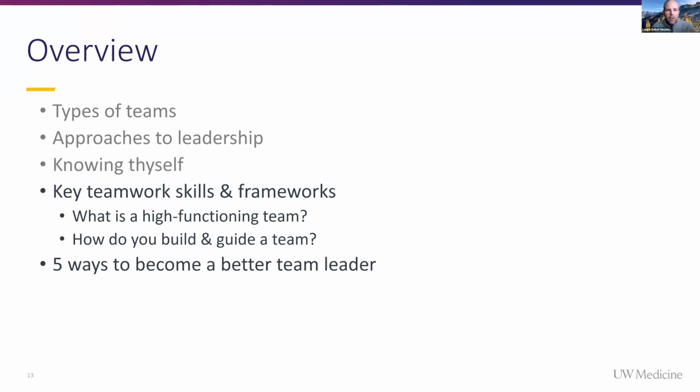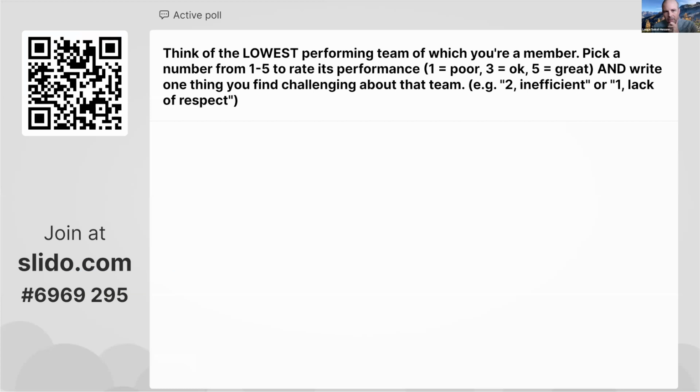So we're going to start by asking you, when you think of the lowest performing team of which you're a member, to rate it. So 1 is bad or poor, 5 is great, and write one thing that you find challenging about that team. So what is it that's difficult? Is it that it's super inefficient, or people are just mean to each other, or it's just not fun, or what is it that happens? It could be any kind of team. You can pick a clinical one if you want. You can also pick some other kind of team that you're part of.